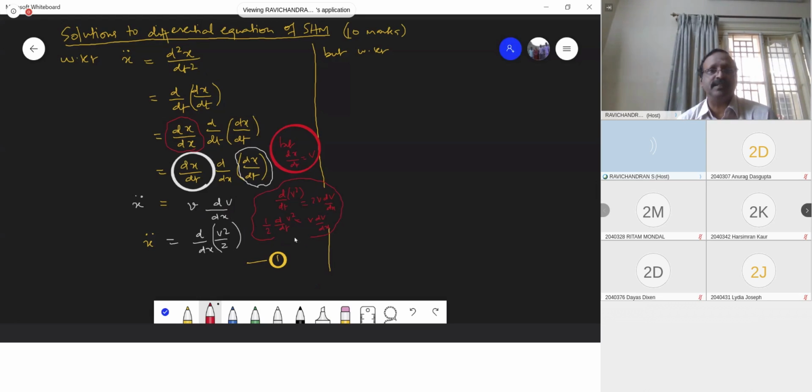This is what I have taken here. In this place, v into dv by dx, I have substituted this value, which one? d by dt, v square by 2. I can take 2 outside or inside, no problem. That's what I have written. Hope there is no doubt here. Come to the next part.